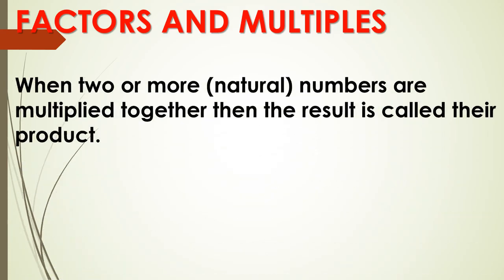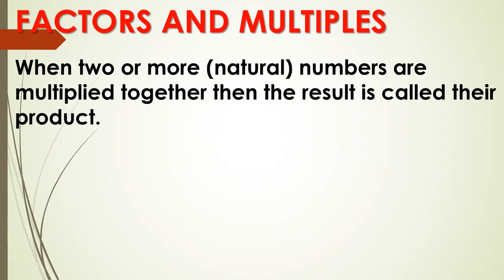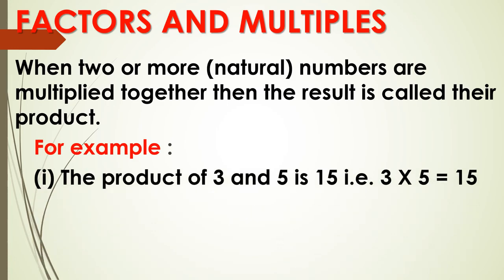When two or more natural numbers are multiplied together, then the result is called their product. That you all know, that the answer of multiplication of two numbers is known as their product. For example, the product of 3 and 5 is 15. That is 3 multiplied by 5 equal to 15. So 15 is the product of 3 and 5.